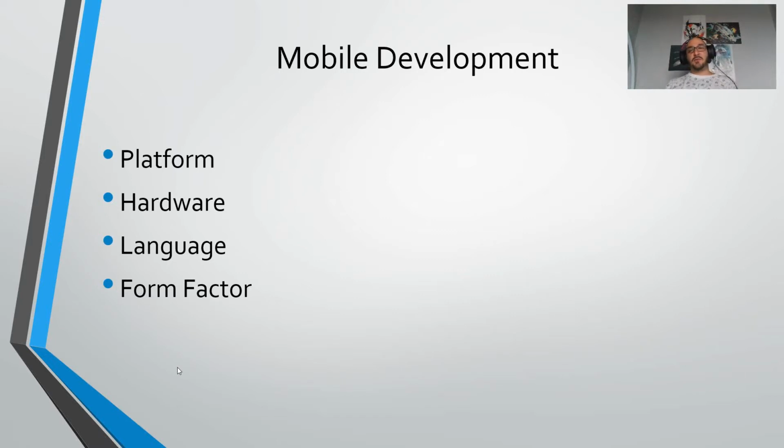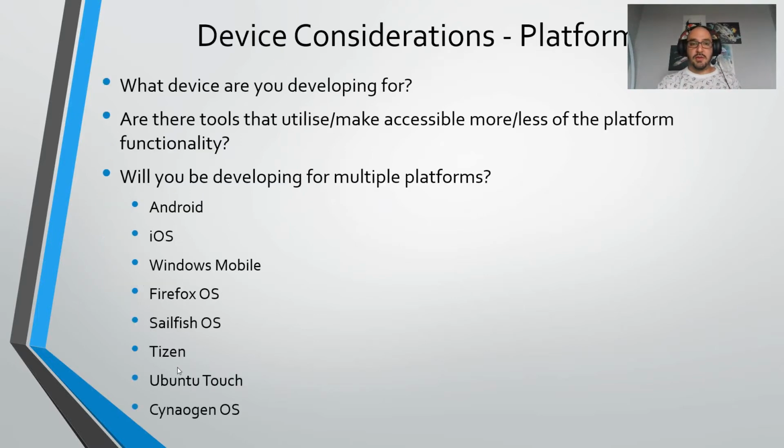The next one would be the hardware. What sort of hardware is your application going to need? The next one is your programming language. Your programming language will have to do with the programming language the platform is designed for, or whether you're comfortable with it or not. And finally, the form factor of the mobile device. So let's take a look at them one by one in detail.